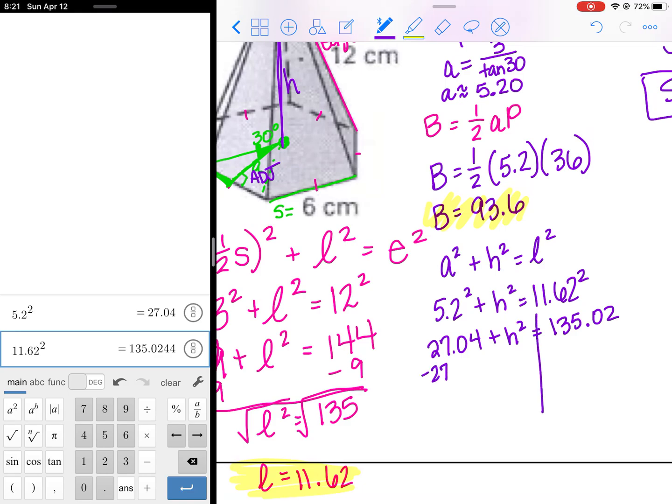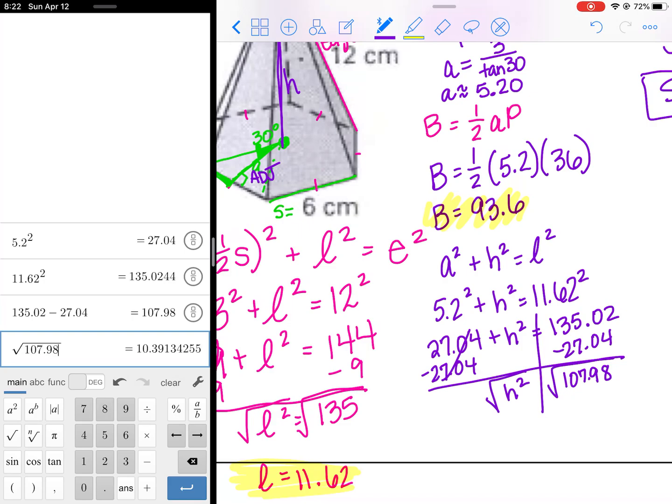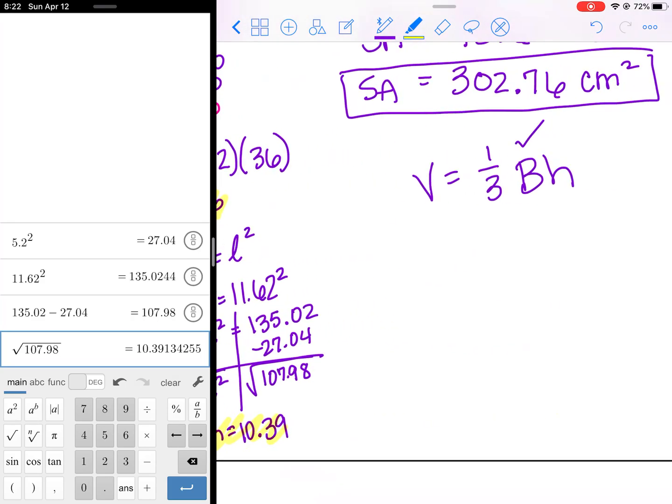Now I'm ready to solve, so I'm going to subtract 27.04 from both sides. So 135.02 minus 27.04 gives me 107.98 for h squared. And I'm going to take the square root of that. So the square root of 107.98 is 10.39. So now that I have my height, I'm ready to find the volume.